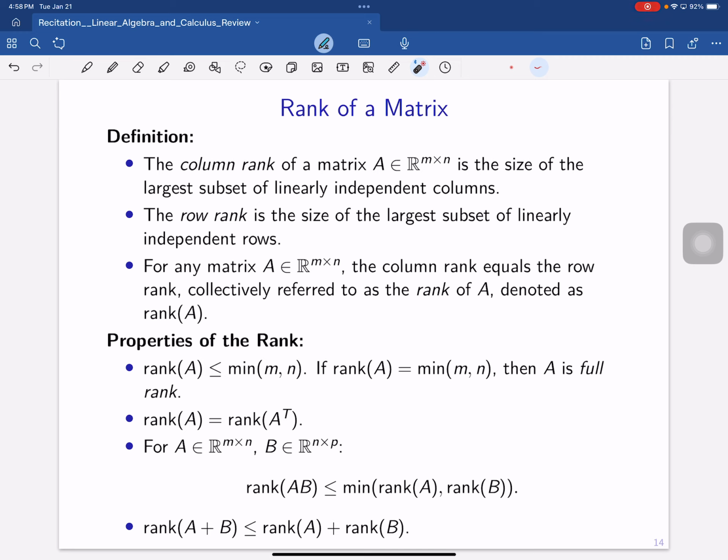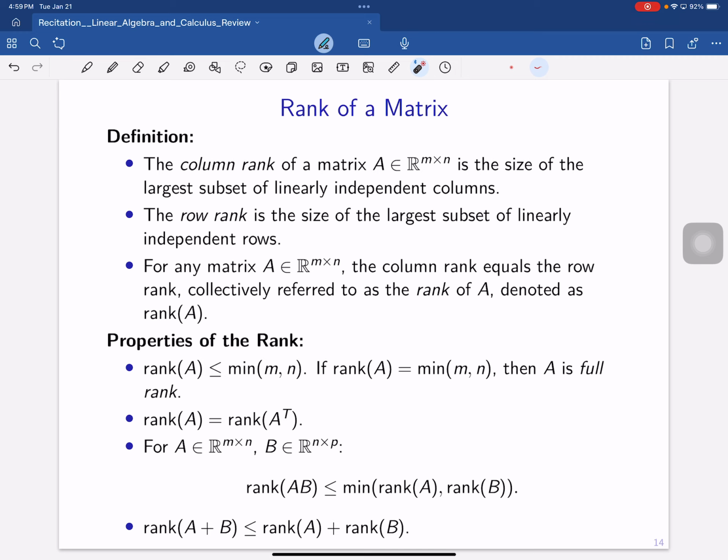So you can view the columns of A times B as linear combinations of the columns of A. Since they are linear combinations of the columns of A, the rank cannot get bigger than the rank of A. Similarly, you can view all the rows of A times B as linear combinations of the rows of B, so it cannot get bigger than the number of linearly independent rows in B. So that's why this is true.